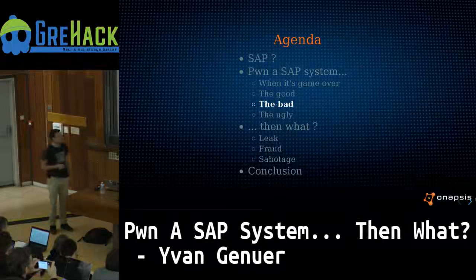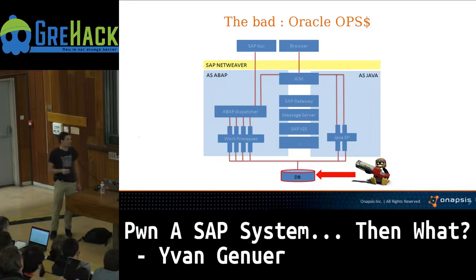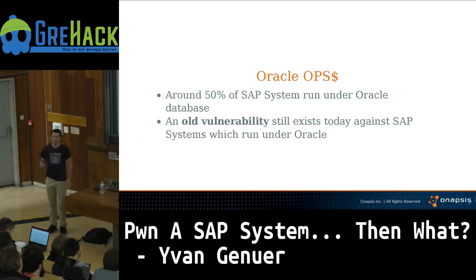Another one is what we call the bad. It's about Oracle OPS$. When you attack an SAP system, you can attack from several services, from the client side, or you can attack directly the database, because all the data is stored in the database. Let's speak about Oracle. Oracle is around 50% of the whole SAP installation now, and this vulnerability exists when SAP works with Oracle.